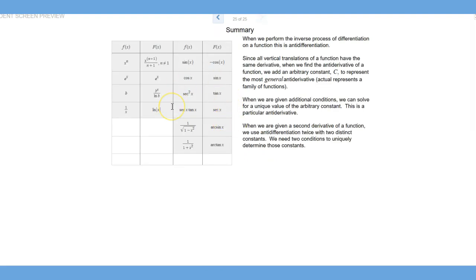So in summary, we are performing differentiation in reverse. When you look at a function and you're told to find its antiderivative, it can be worded a few different ways. Remember that there are two types. There's a general antiderivative where you need to add on that constant c, and that is a common thing to forget in WebAssign, and that can get you marked wrong. And then we can find a particular antiderivative, but we have to be given conditions in addition to just the function.